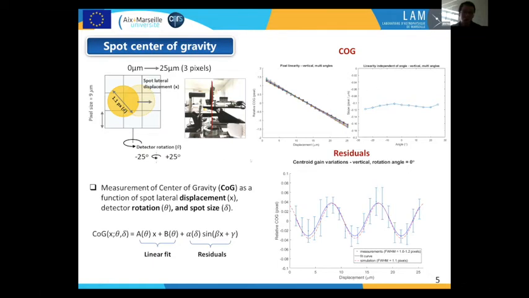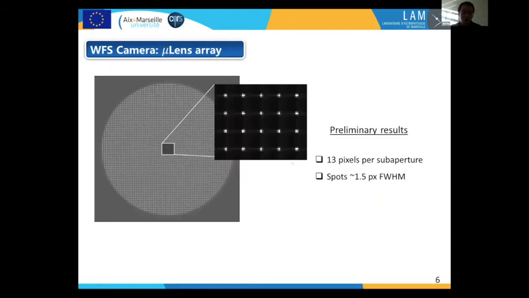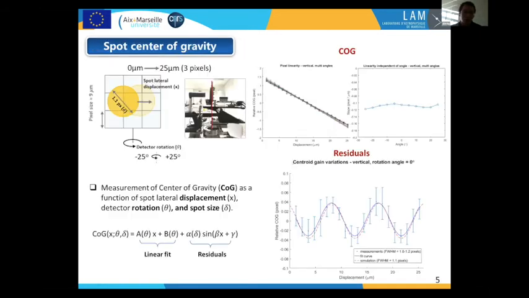If we remove the linear fit part to calculate the residuals of the center of gravity, we can acquire the centroid variations. This variation is decided by the spot size and its shape, not by the detector.